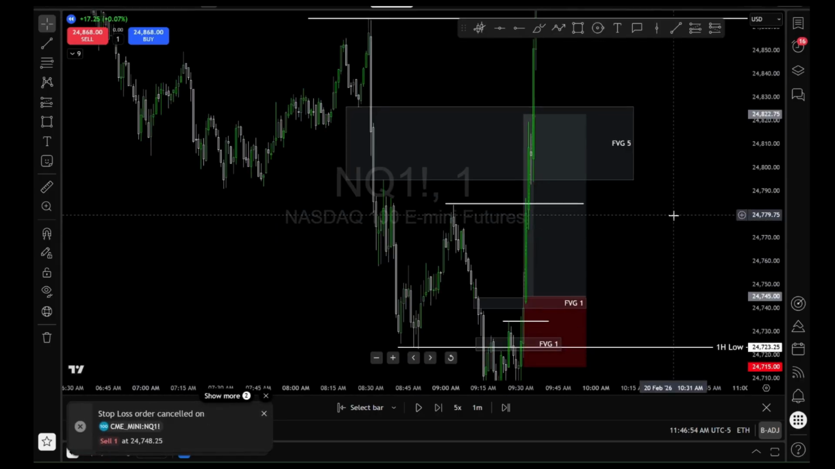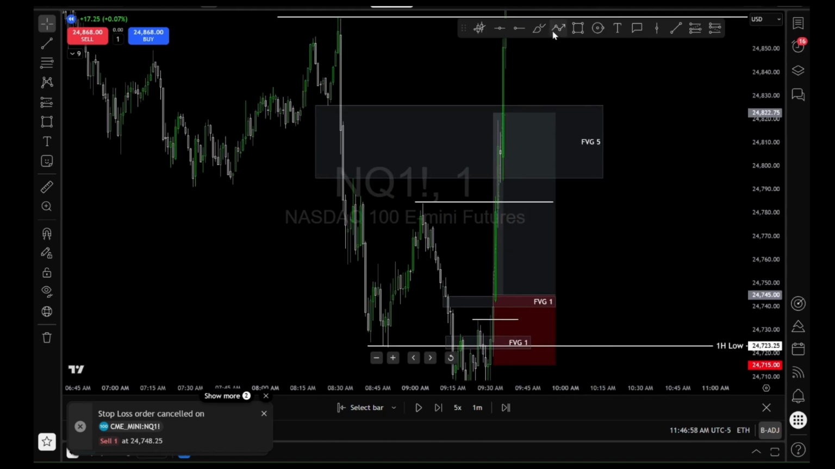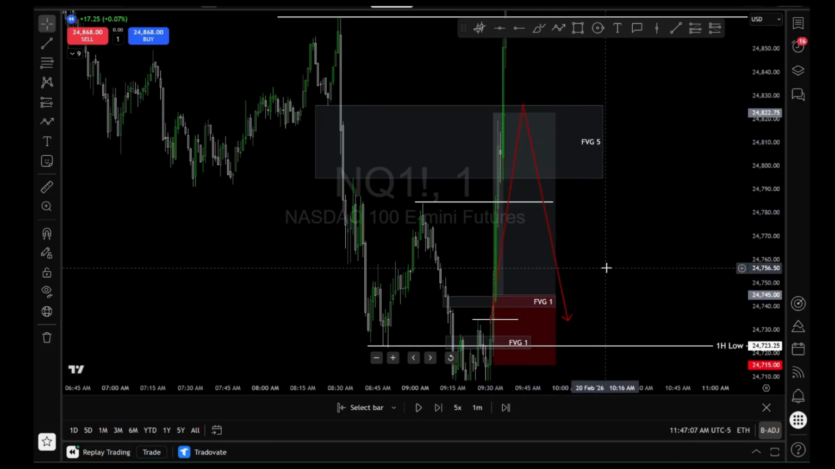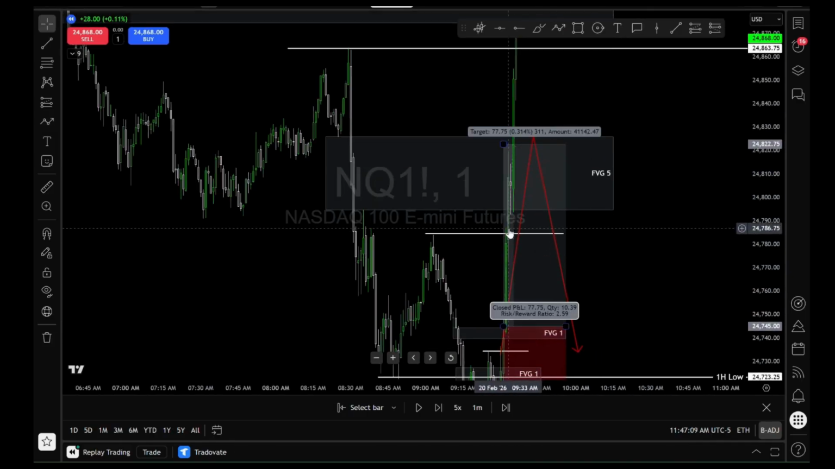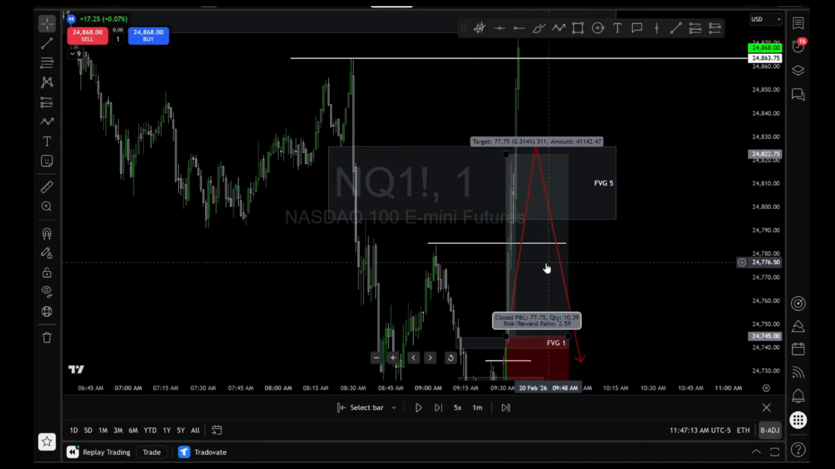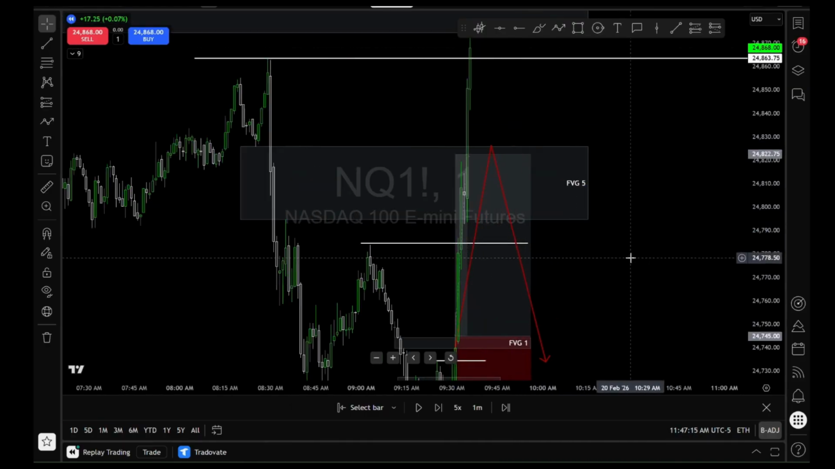Now, the reason why I took my last contract off there is because I've seen this one too many times. That price will come up, fill this 5 minute fair value gap, and then start making the move back down. I didn't want to be trapped like that. I just decided to take one contract off there, last contract off right there, and that was it. I mean, that was still almost 80 points for the day.